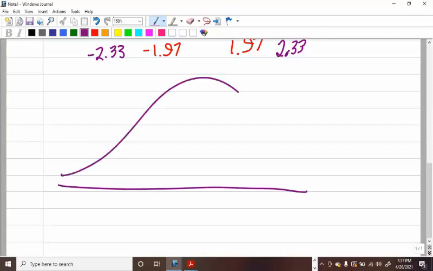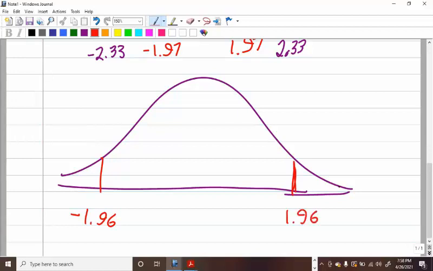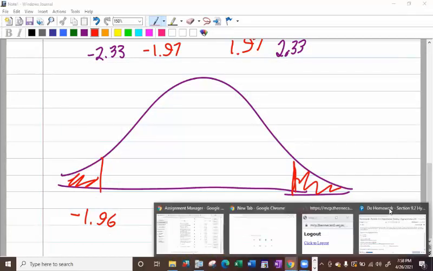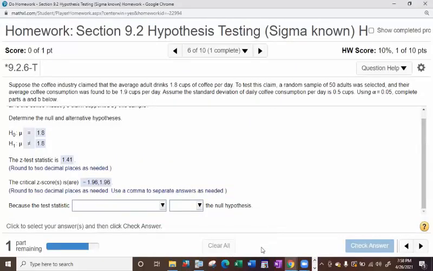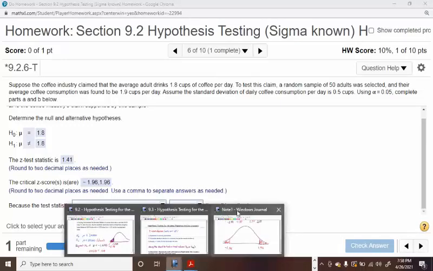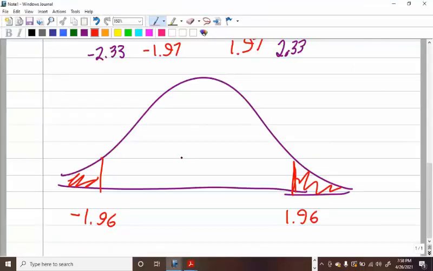All right, we got negative 1.96. And it was 1.7 something, I think. Oh, 1.41. I was completely wrong there. But I knew what region it was going to fall in. I remember 1.41. So let's give it a light blue color there.